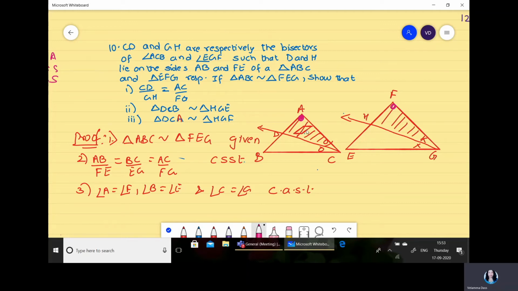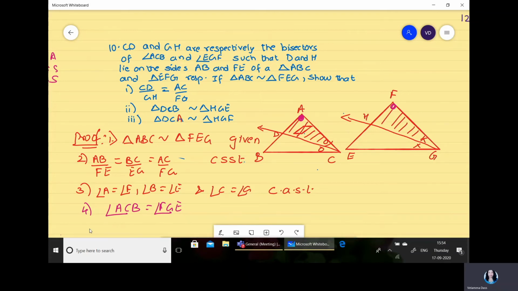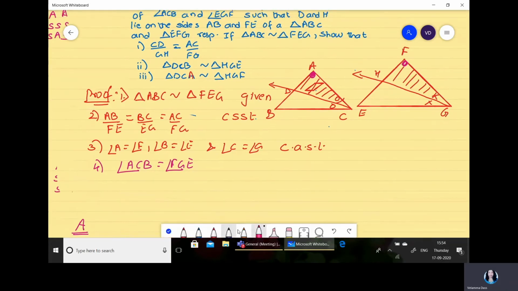Can I prove one more angle? Yes, it is given that angle C and angle G are equal. So here we can say angle C, meaning angle ACB, equals angle FGE. This is given. If both the angles are equal, then half of that angle will also be equal. I hope you all agree. So if suppose both measures are 70 degrees, then half of that will be 35, which will also be equal. Therefore, half of angle ACB equals half of angle FGE.